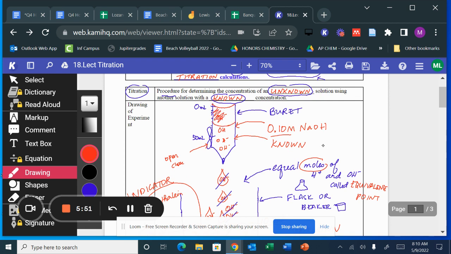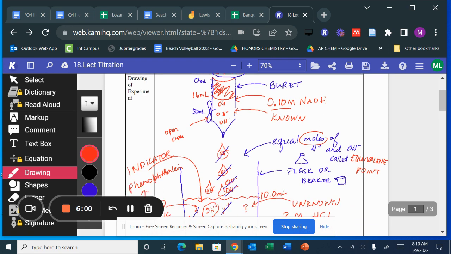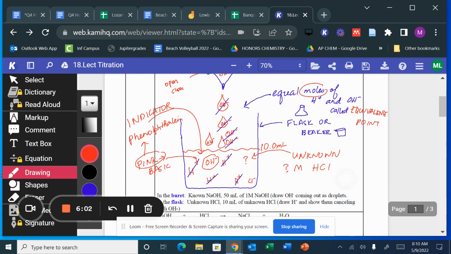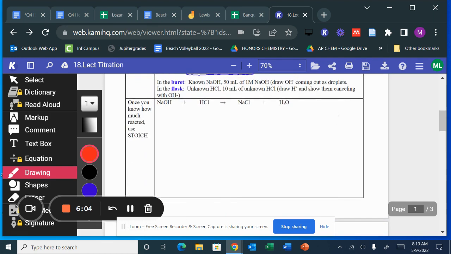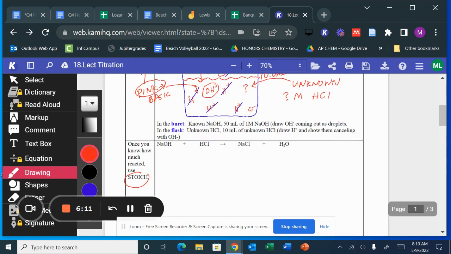Let's say that you kept adding and you ended up adding all the way down here. So this is all gone because the liquid kept going down. And now you have added 16 milliliters of the base. Now that you know how much you added, you can do stoichiometry. Okay, so once you know how much reacted, use stoichiometry. First, you have to write the equation. Then you have to write everything that you know.